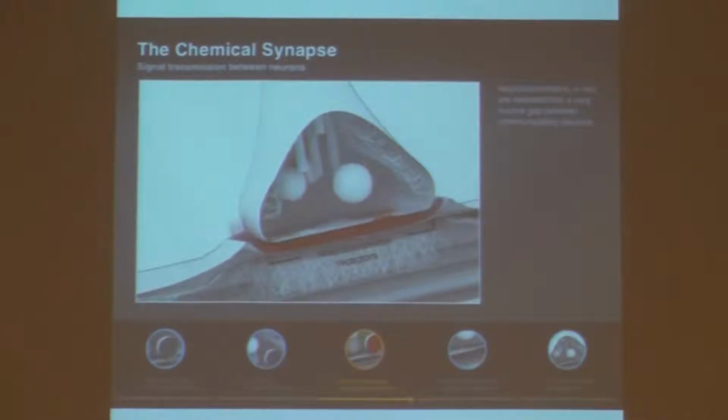Neurotransmitters in red are released into a very narrow gap between communicating neurons. So now we are full of these neurotransmitters. Now you spoke to them. You see there now these neurotransmitters are in contact with the postsynaptic cell membrane.